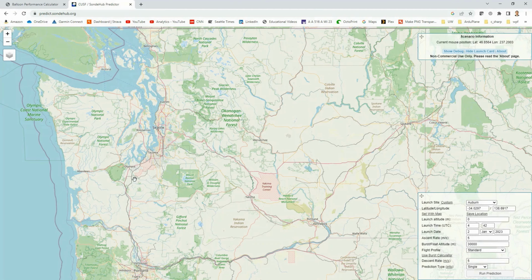So to run these trajectory predictions, let me point you to this website here. This is a really great website which will allow you to input all sorts of information, most importantly where you are going to launch from, and then things like when you're going to launch, as well as all of these parameters that we just talked about, things like your ascent rate, how high it's going to burst at, all of that kind of stuff.